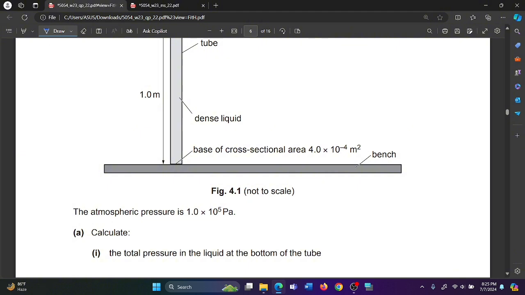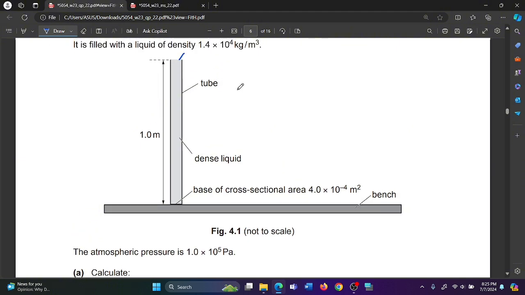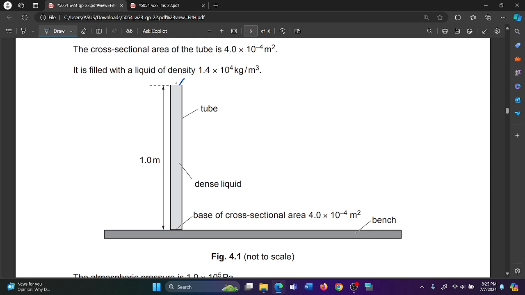Calculate the total pressure in the liquid at the bottom of the tube. So we know at the top of the tube, the surface of the liquid experiences the atmospheric pressure, which means at this point, the pressure is 1.0 × 10^5 pascals. At the top of the liquid surface, the pressure is 1.0 × 10^5 pascals. And what's the pressure at the base of the tube? It is the pressure due to the liquid plus the atmospheric pressure, because at the base we experience both the atmospheric pressure and the pressure due to the liquid.